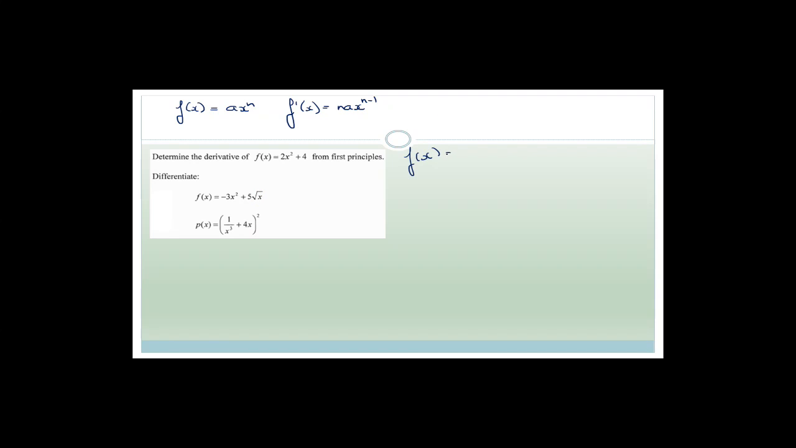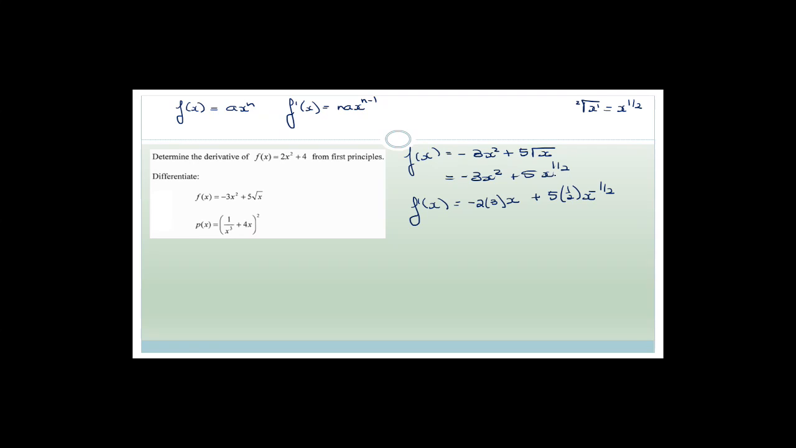We've got f(x) is equal to minus 3x² plus 5√x. Okay, but do you agree that the square root of x is the same as x to the half? Because that's a 1 and the square root means 2, so it's x to the half. So I can rewrite that to become minus 3x² plus 5x^(1/2). Now we can easily find f'(x). f'(x) is equal to, we're going to take the 2 to the front, we get minus 2 times 3x plus 5 times a half x to the negative a half.